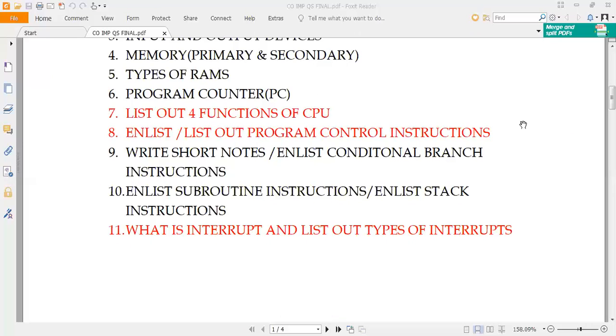What is an interrupt? When a processor is executing a program, if any other program is disturbing the normal flow of execution, then we call it an interrupt. So these are the 3 types of interrupts: internal, external, and the software interrupts.